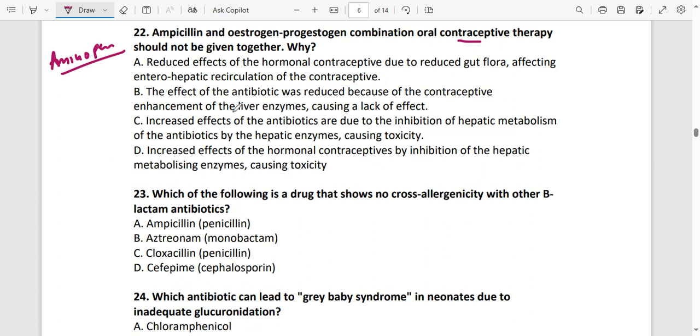B, the effect of the antibiotic was reduced because of the contraceptive enhancement of the liver enzyme, causing a lack of effect. C, increased effects on the antibiotics due to the inhibition of the hepatic metabolism of the antibiotic by the hepatic enzyme, causing toxicity. D, increased effects of the hormonal contraceptives by inhibition of the hepatic metabolizing enzyme, causing toxicity. Any thought?